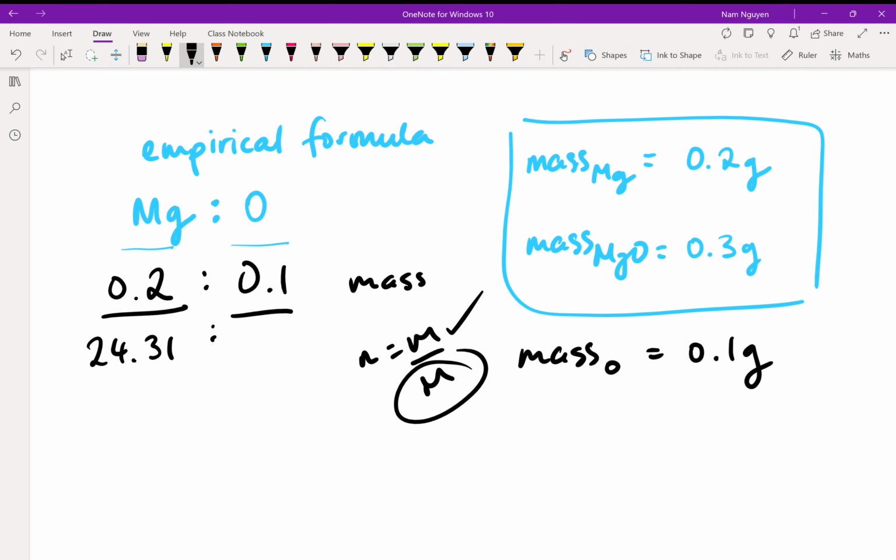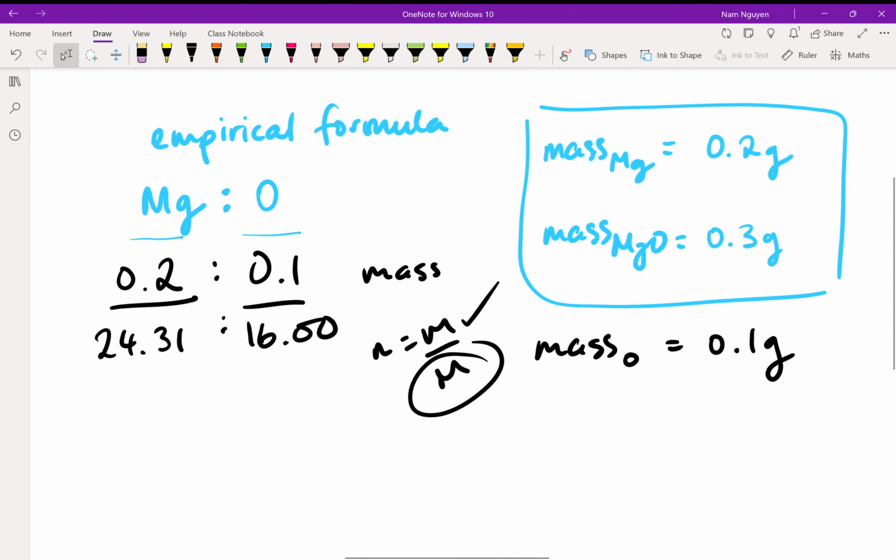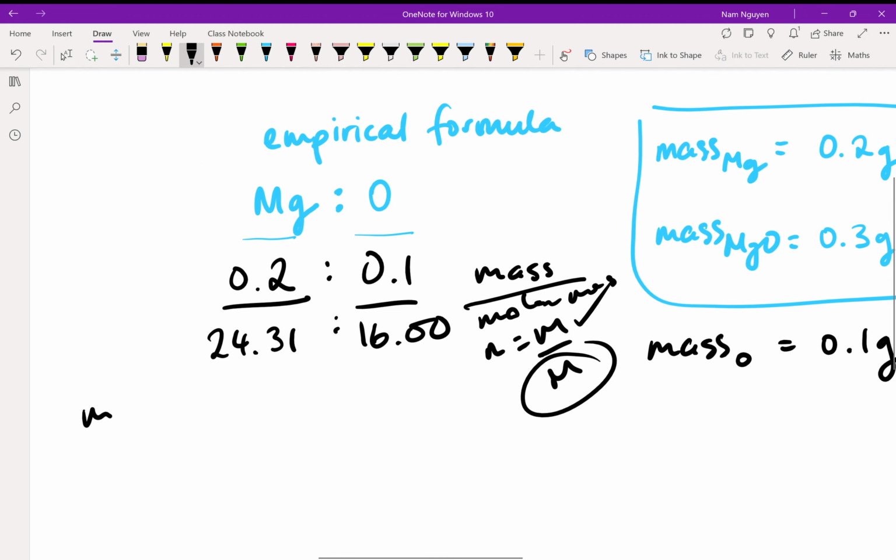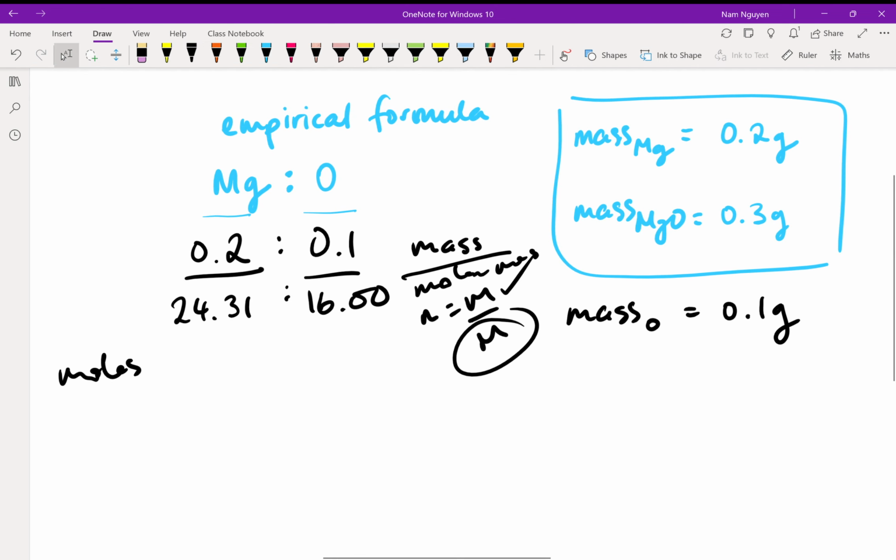Cool. Divided by 16. If you're like, how do I know that? It's because I've done it lots of times, not because I sat at home and did a Kahoot on the periodic table. This here then is going to get you moles, right? So 0.2 divided by 24.31 is a number.